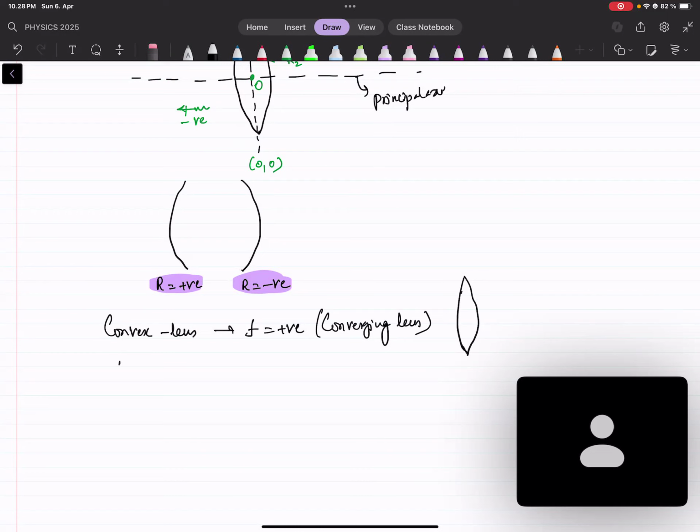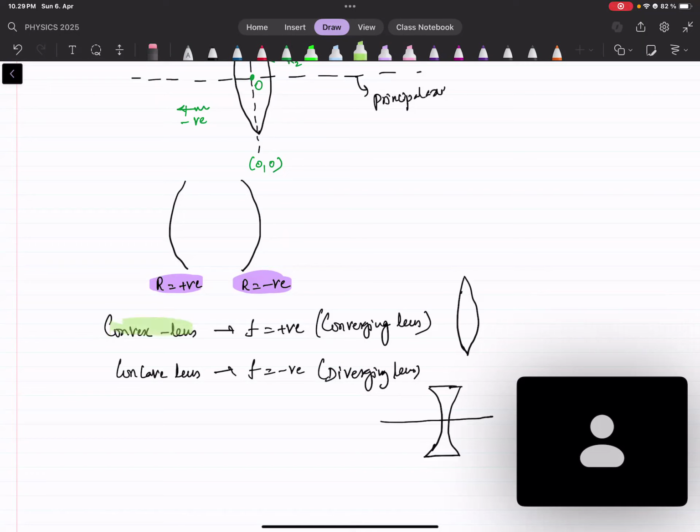Convex lens. Next one is concave lens. For concave lens, the focal length is negative. It is also called as what for me? Diverging lens. For a diverging lens, the central part is thin and the tapering part is thick. For convex lens, focal length is positive. For concave lens, focal length is negative. And convex lens is known as converging and concave lens is known as diverging. Am I clear?